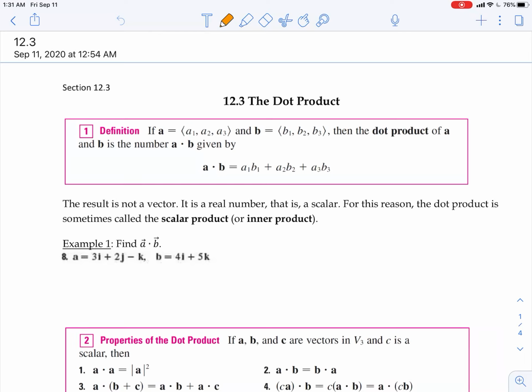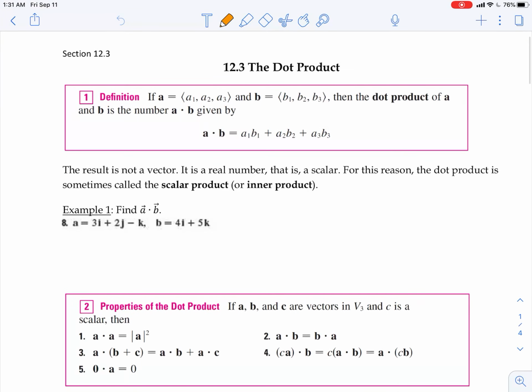The dot product is very useful, and throughout this section, I'm going to show you how useful it is. But just to introduce you to how to do the dot product, I'm basically going to give you the definition. The dot product is just a way to multiply two vectors, and what we're doing is adding the products of the corresponding components of the vectors.